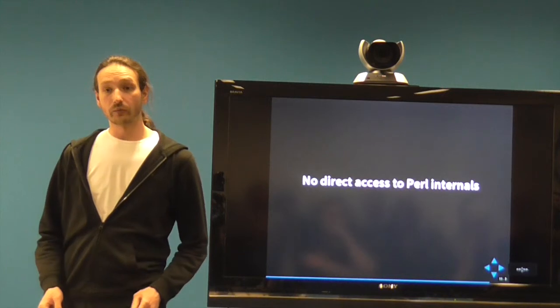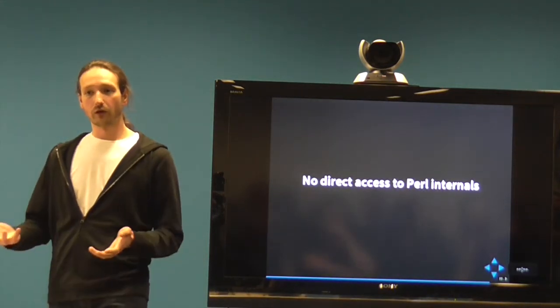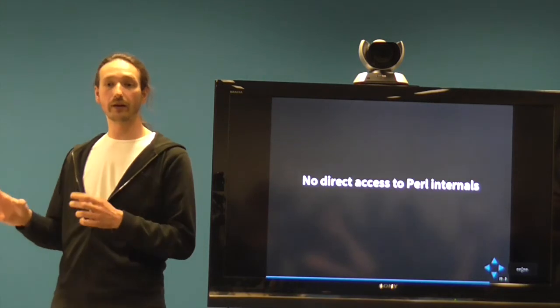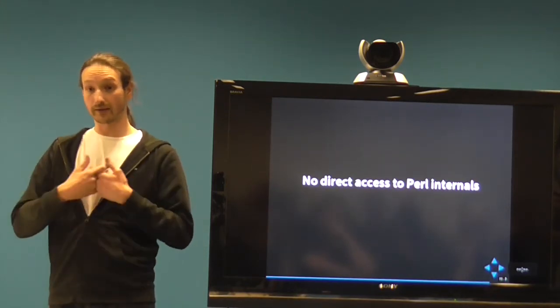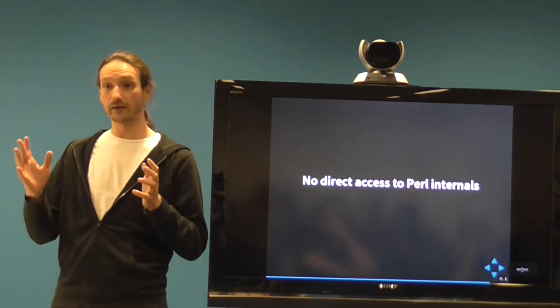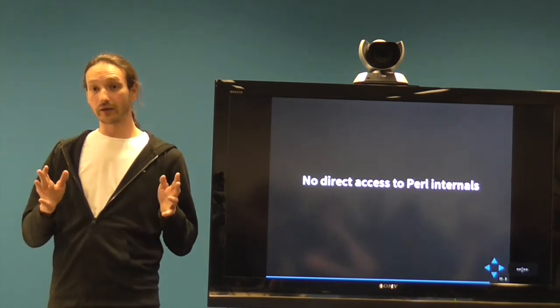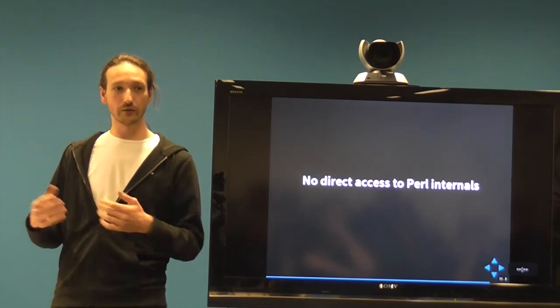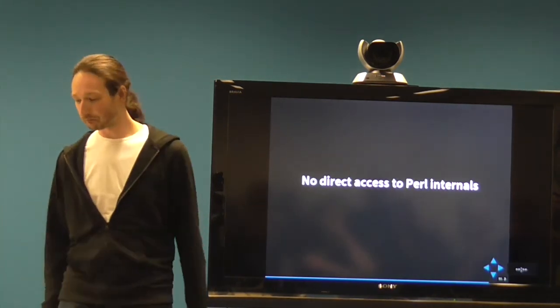No direct access to Perl internals, since bindings are generated only for the public Perl API, and in XS you can have access to everything. You can call any hidden method, any implementation, exploit any implementation detail Perl has. Some modules do that. You cannot do that in Rust.